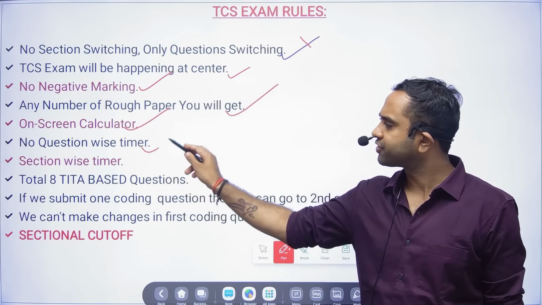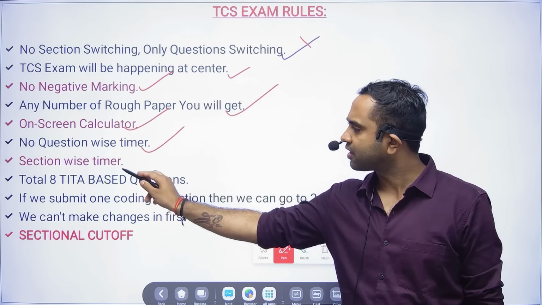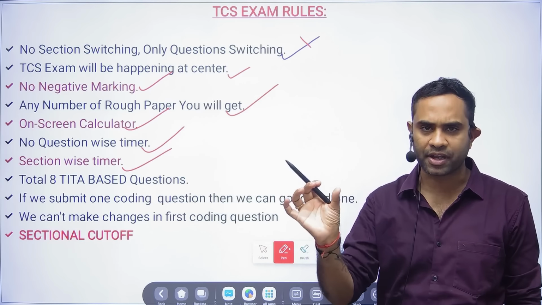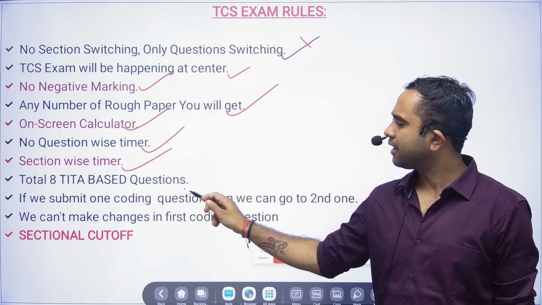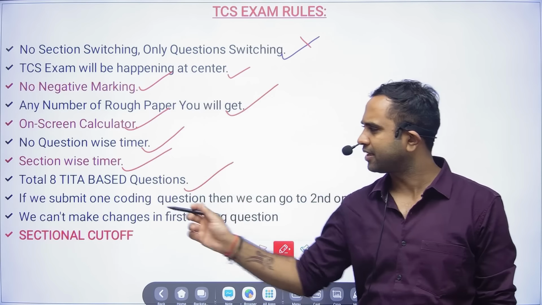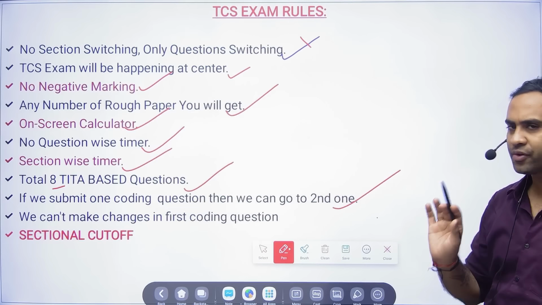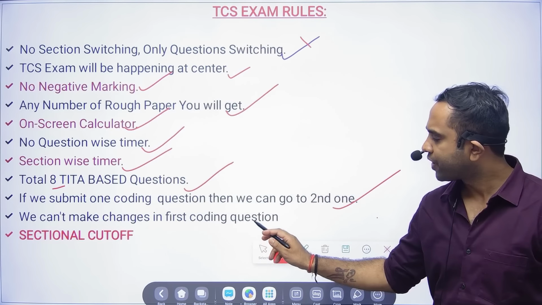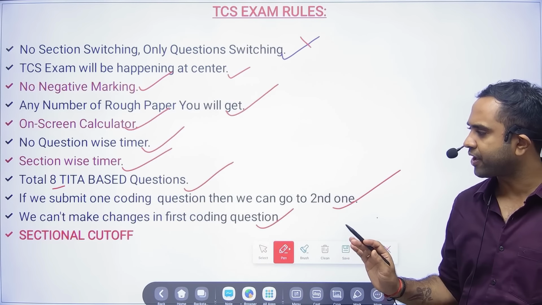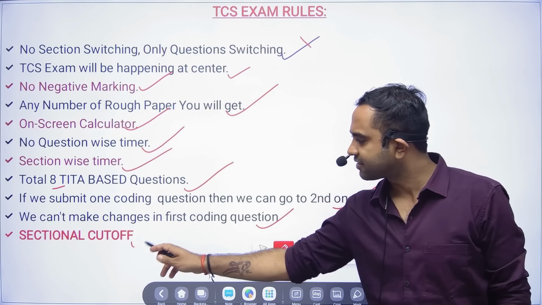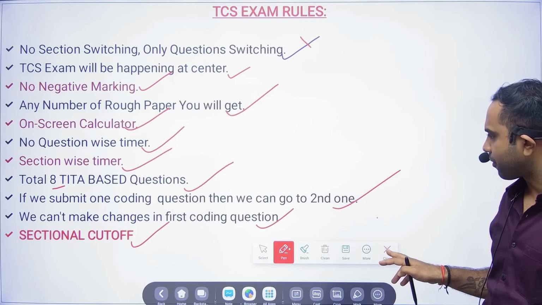No question-wise timer. A total section-wise timer is there, like for one particular section 20 minutes or 25 minutes. Okay, total 8 to 10 theta based questions are there. That is not fixed. Again, if we submit one coding question, then only you can go to the other coding question. We cannot make changes in the first coding question after you submit it. Okay, and there is a sectional cutoff. The cutoff we will talk about, you don't worry.